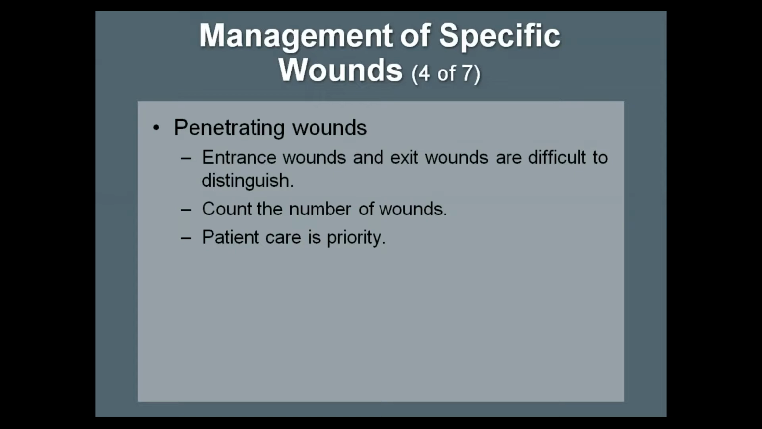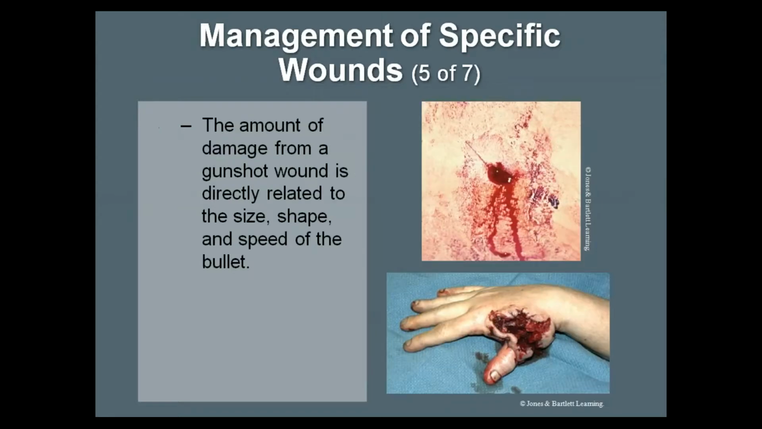Just a side note, with GSWs, as far as PPE goes, what is something you guys should consider? Yeah, respiratory protection, right? Just because of the atomized blood due to gunshots. The amount of damage from a gunshot wound is directly related to the size, shape, and speed of the bullet.